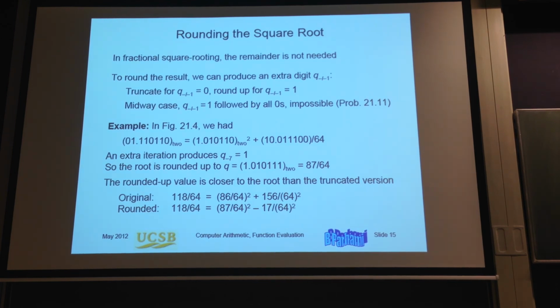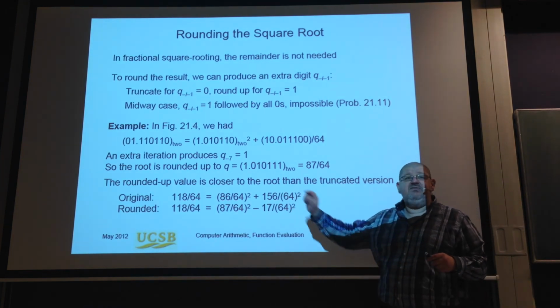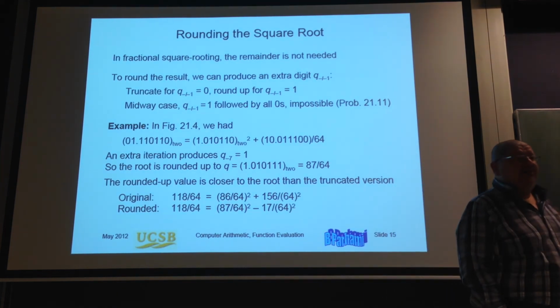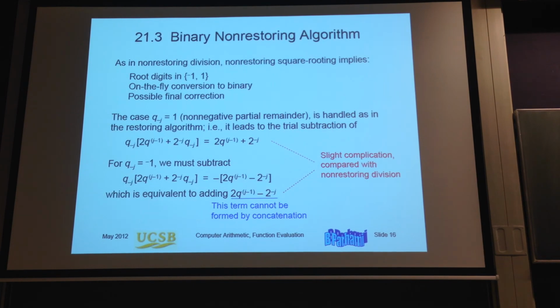Now this is, I already told you that. You see that if I am doing an extra iteration, I can get closer to the number, but now I have a negative remainder, which I don't care about because the remainder is not telling me anything.